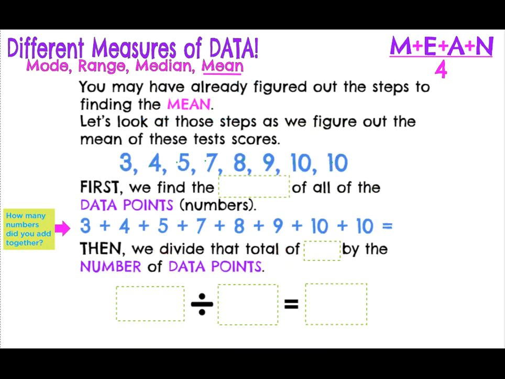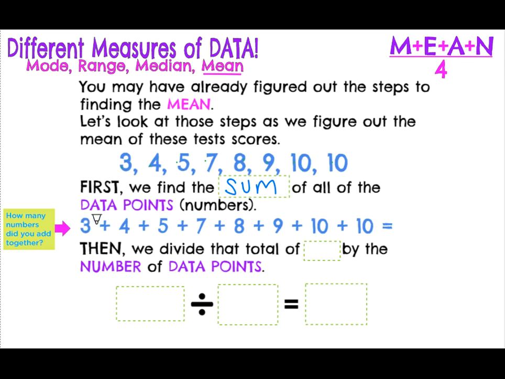All right, looking on here. So let's practice finding mean. So the steps are that we would total up all of the numbers, all the data points here. We would find a total, and then we would divide by the number of numbers we added together. So first we find the total, or we can say sum, of all the data points or the numbers, and then we divide that number by the total of numbers we added together.